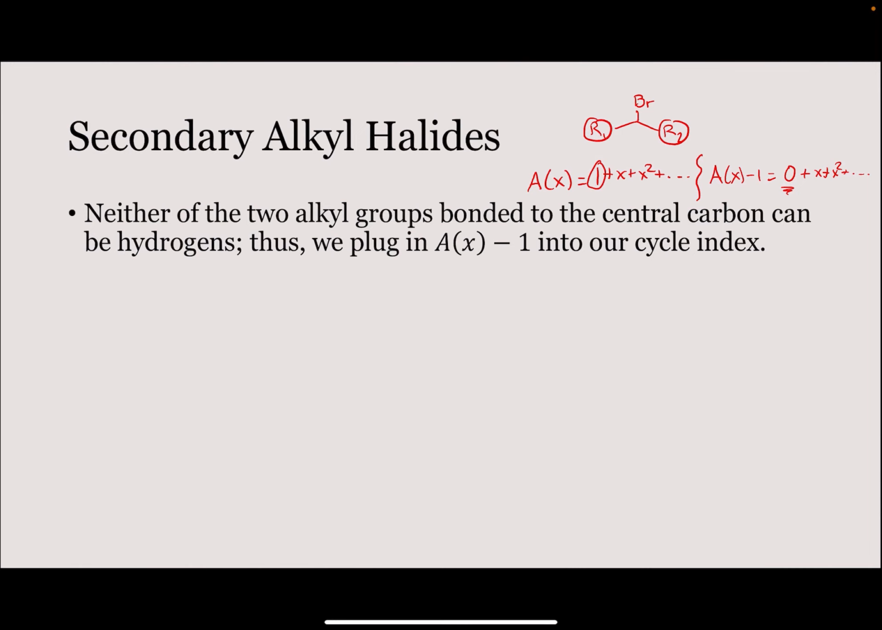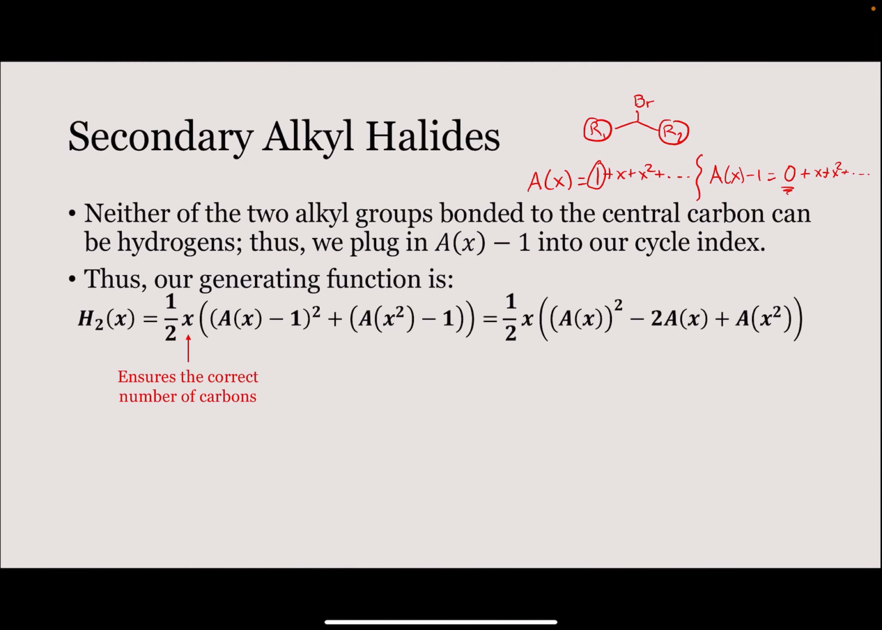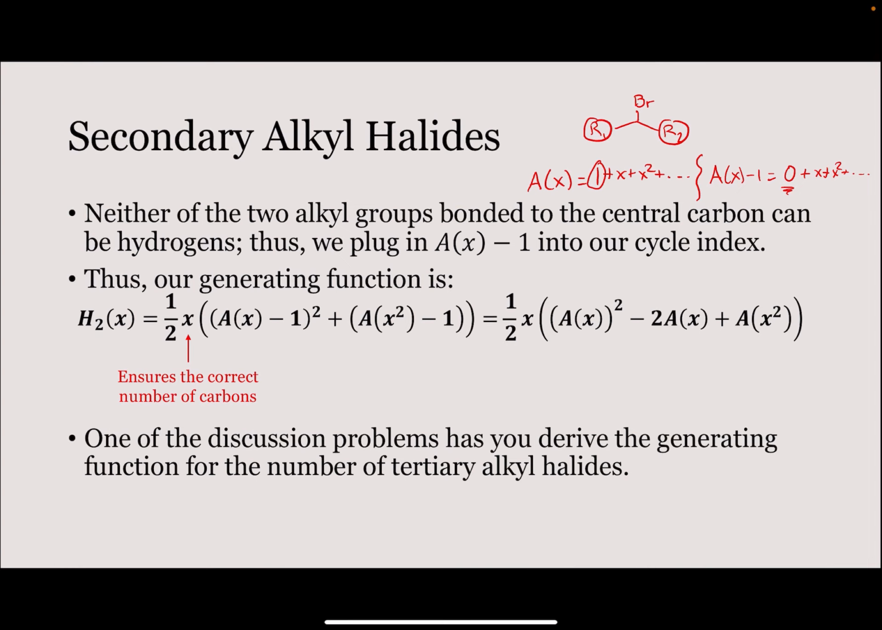All right, so what this is going to look like is just plugging in A(x) minus 1 into our generating function. Again, we have the x term to account for that difference, and that's going to be our final answer. Okay, so that's going to be our generating function for secondary alkyl halides. Now, you are actually going to get a chance in the video for doing tertiary alkyl halides. That's going to be one of the discussion problems that you're going to get to do if you want to.